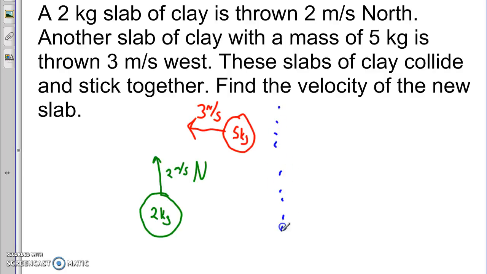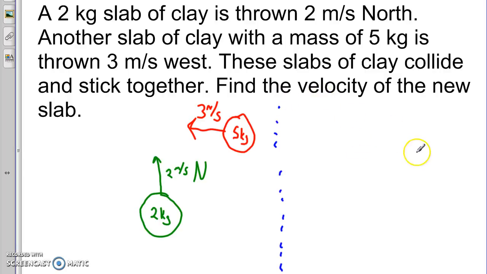Ooh. Well, sorry, I was going to make it look more interesting, but I don't have the right colors. I can't make it look interesting. Anyways, they're going to collide together, and I'll just make it black over here.